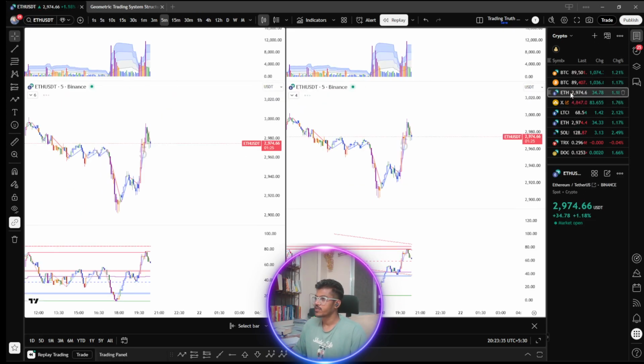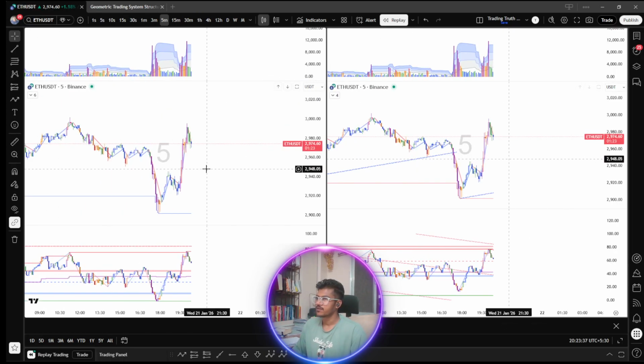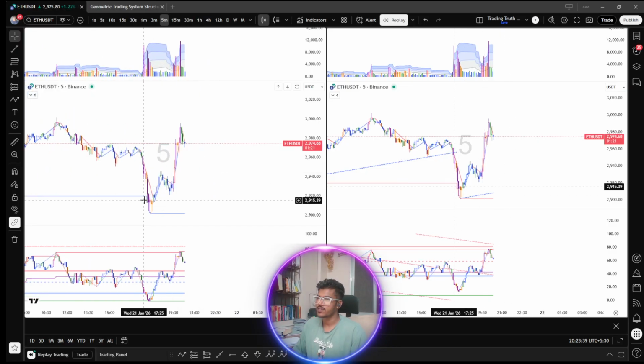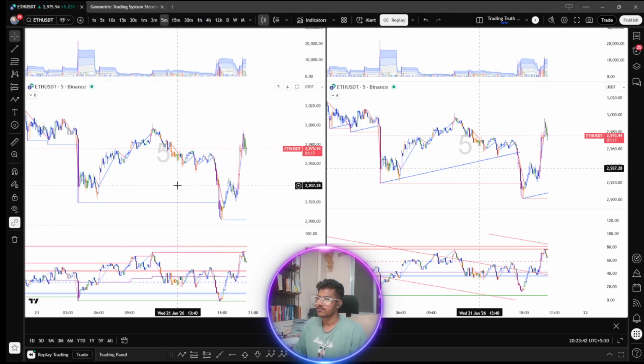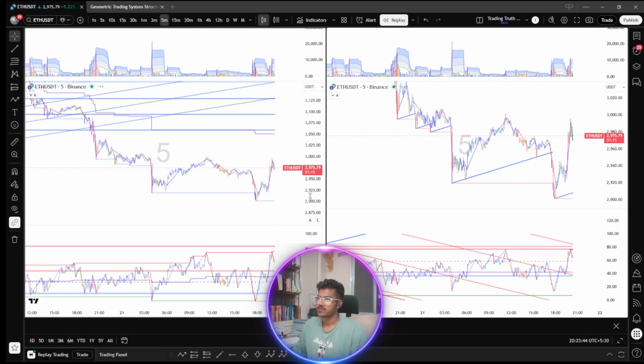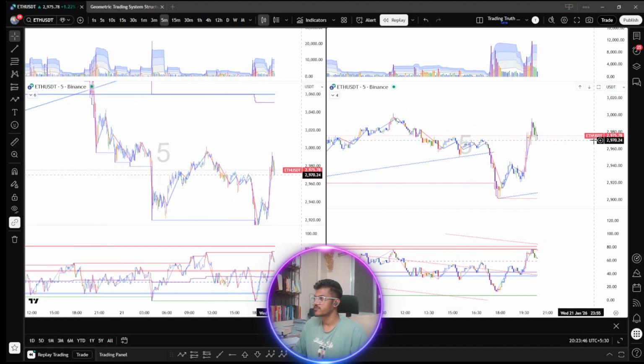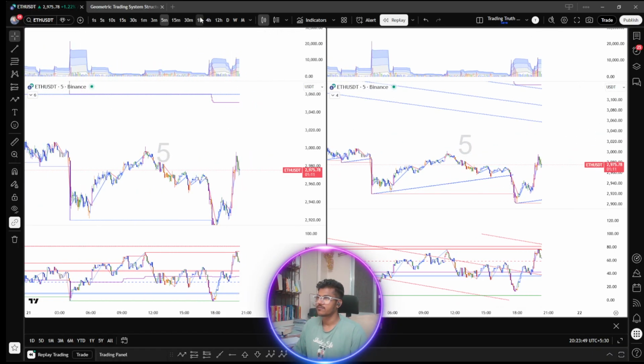Right, you can also look into Ethereum. Ethereum and Bitcoin are doing the same thing. See, we made a new low and from there it goes up. This is accumulation and this is distribution. This is 5 minutes, right?